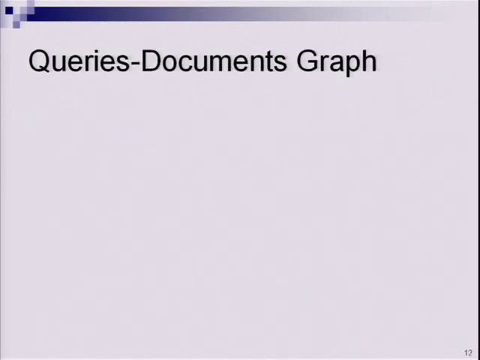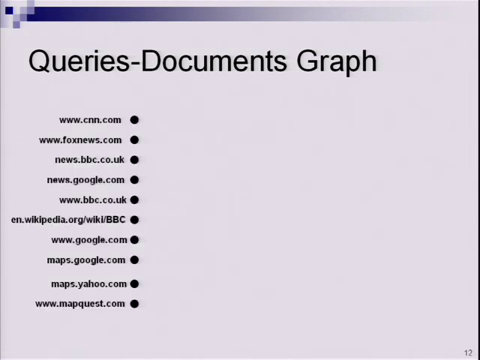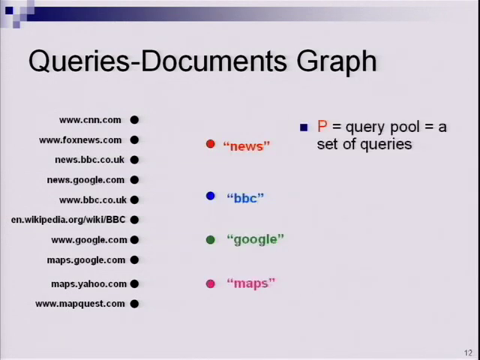So let me start with the simple abstraction of what a search engine is. We view it as a bipartite graph. So let's look at this small search engine. It has only 10 documents in its index. And now let's fix a pool of queries. This is just a selection of queries that you can submit to the search engine. In this case, we selected 4 possible queries: news, BBC, Google, and maps.